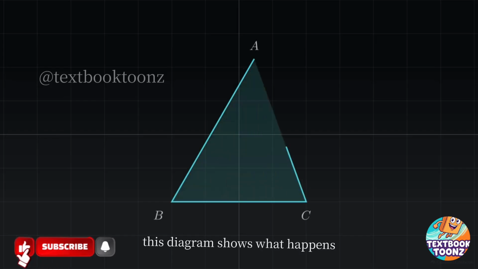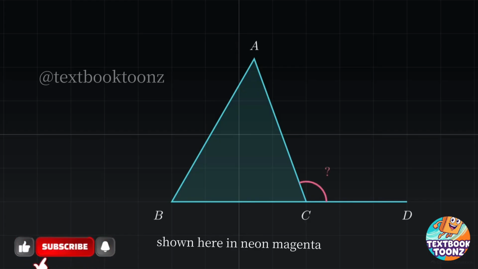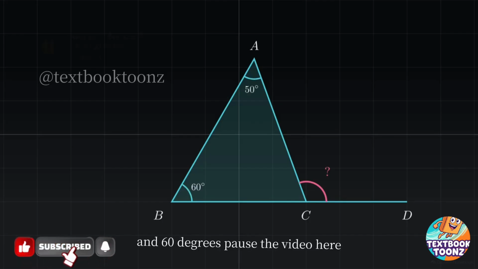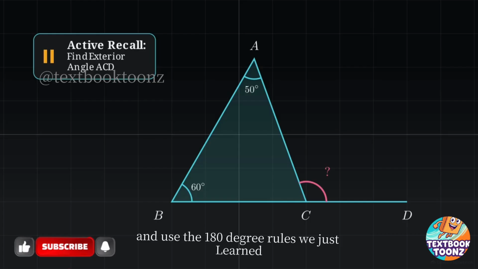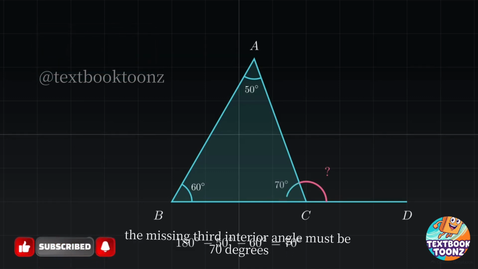This diagram shows what happens when we extend the triangle's baseline. It creates an exterior angle, shown here in neon magenta. Let's set our interior angles to 50 degrees and 60 degrees. Pause the video here and use the 180 degree rules we just learned to find the value of that magenta angle. First, the missing third interior angle must be 70 degrees.